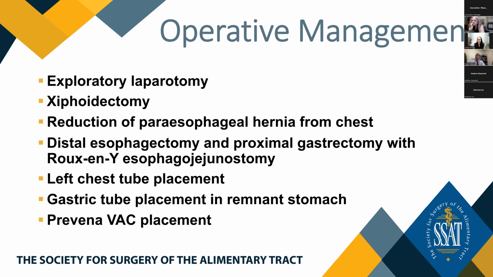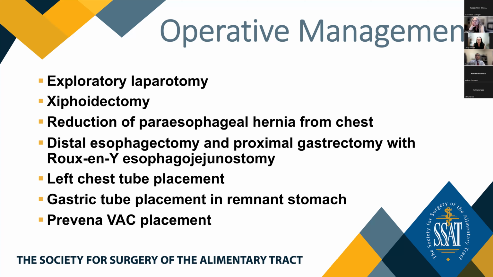The day after she arrived and after we saw all of the imaging, we took her to the operating room where we performed an exploratory laparotomy, which included a xiphoidectomy to get up into the area where we needed to operate. We reduced the paraesophageal hernia from the chest, and we were hoping at that time that we would just be able to staple off and do a subtotal of the portion that was perforated in the chest, but unfortunately, once we had everything mobilized, we saw that there was gross necrosis of the GE junction and the proximal stomach.